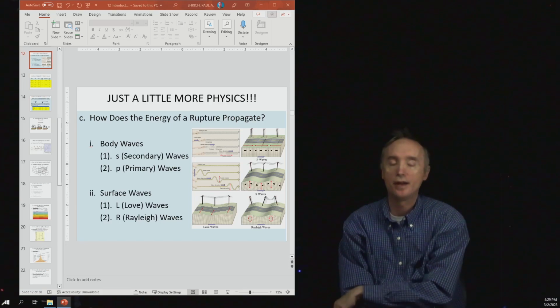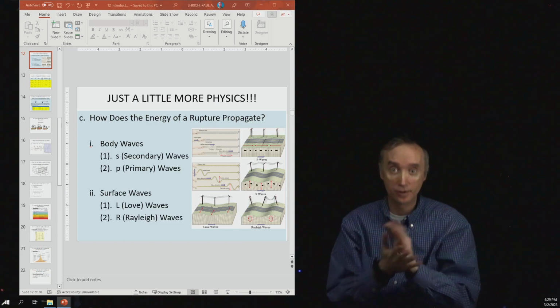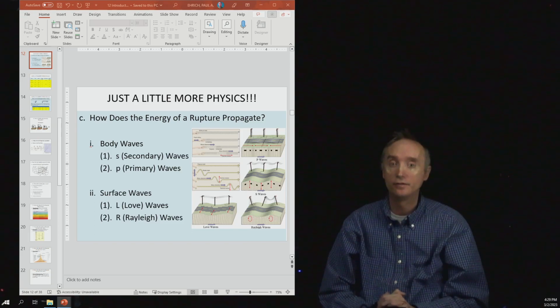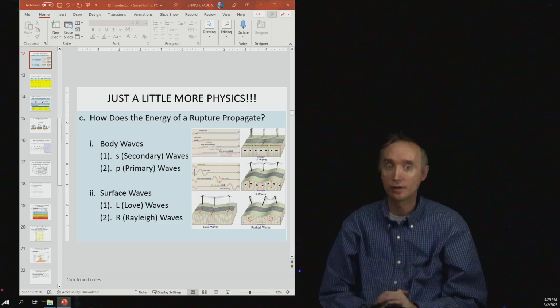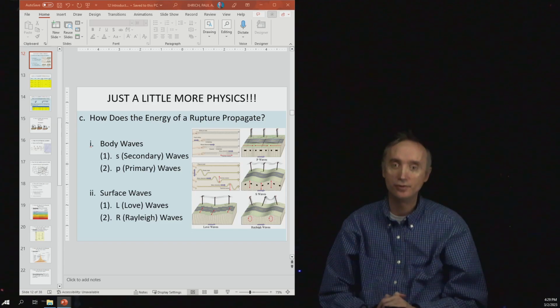Okay, I'm back, and now we want to discuss how do earthquake waves travel. Another name for that is propagate. So how do earthquake waves propagate after the ground has ruptured? There are four main types of earthquake waves. Now there's actually more than that, but for what we need to talk about, four is going to be more than enough. They fall into two categories.